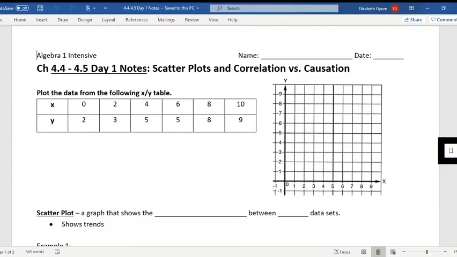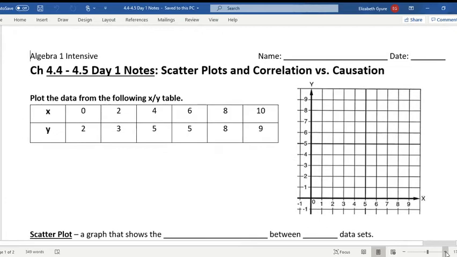So, first thing we're going to do is just simply practice making a scatter plot. Do you guys know what a scatter plot is? What does it kind of look like? Exactly, it's a whole bunch of dots everywhere. Sometimes it kind of looks like there's a bit of a pattern going on. Sometimes it's just like a mashup of different points. So let's see what this looks like.